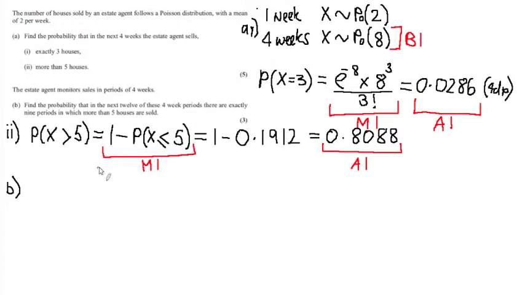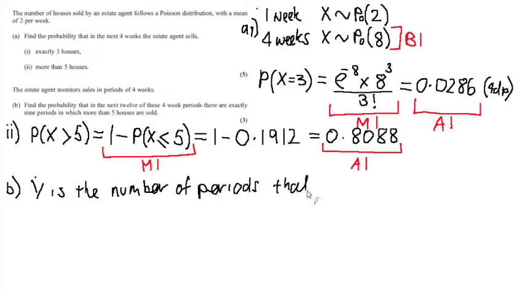Okay, so what's happening here is we are monitoring periods of time where either more than 5 houses are sold or they are not. So let's say Y is the number of periods that more than 5 houses are sold.